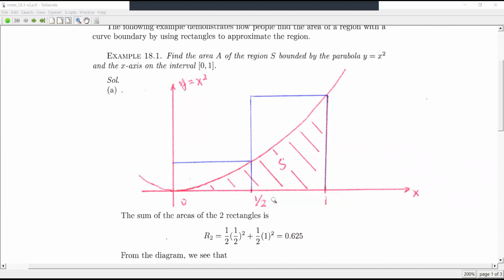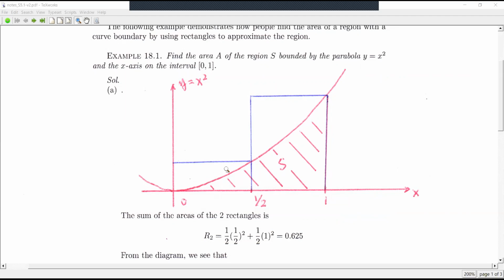And on the second subinterval, again, I use the function value at the right end point as the height to build one rectangle. Now, let me compute the area of each of these two rectangles.